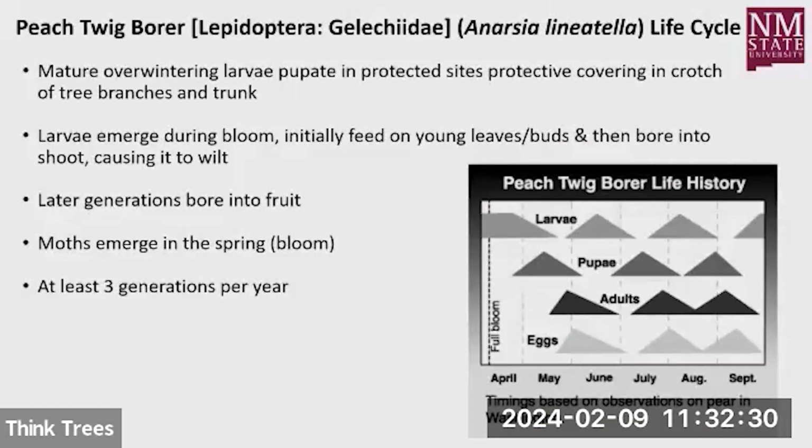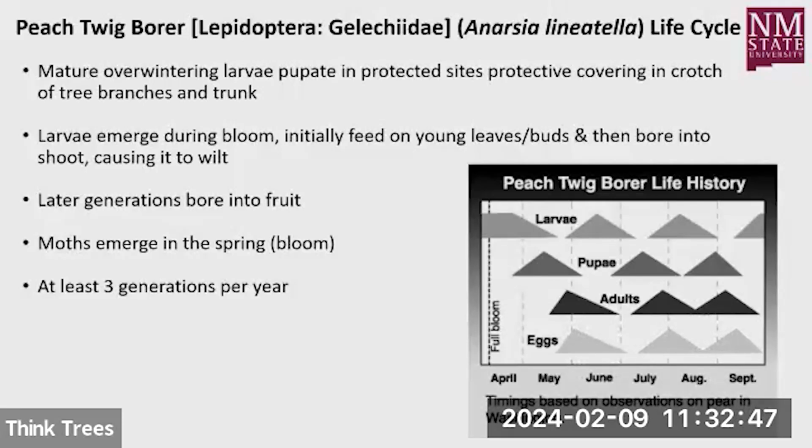The larvae emerge during bloom and initially feed on young leaves and buds, but then they bore into the shoot, causing it to wilt. Then the later generations will bore into the fruit. So these are going after your buds and your fruit. So they're eating different parts of the plant.